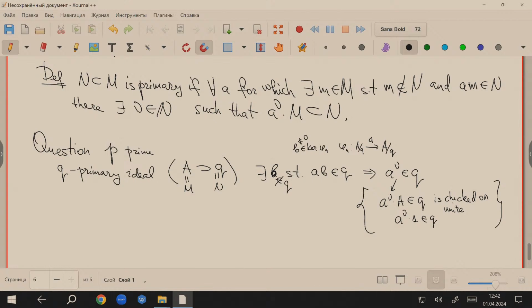that A to the power ν is a nilpotent operator, meaning this property. Since we have a unit, this follows from this equality. So this is precisely the definition of primary, so let me put the question before.